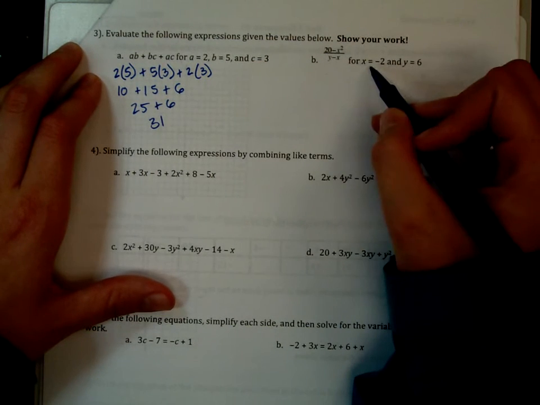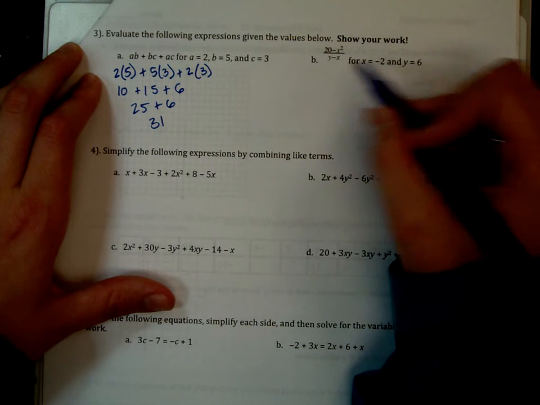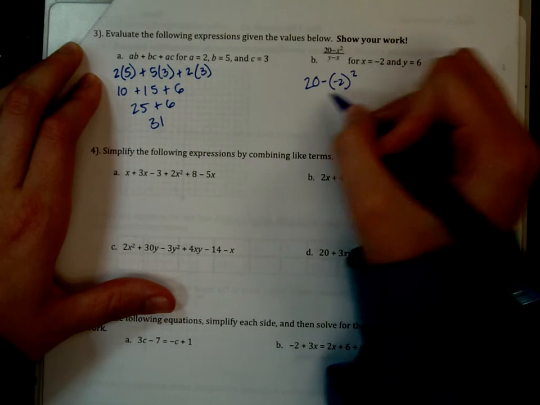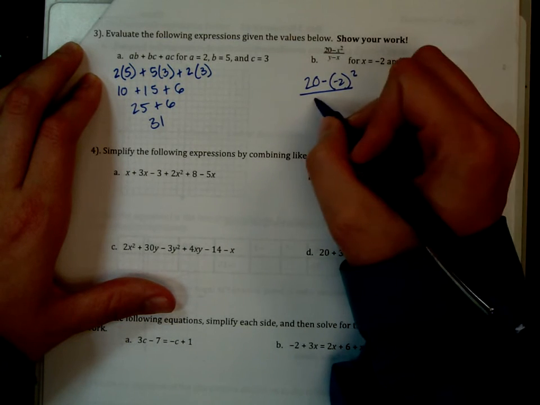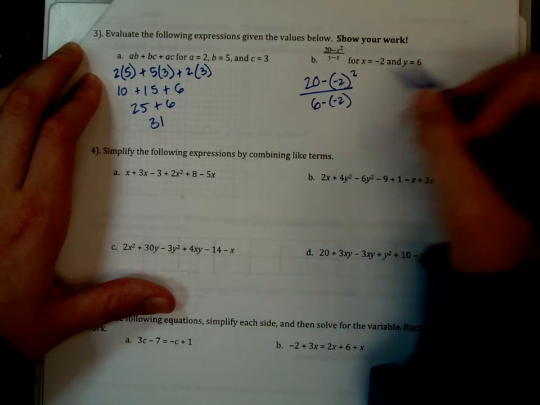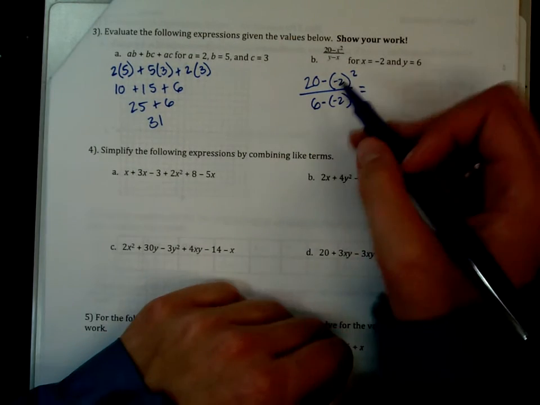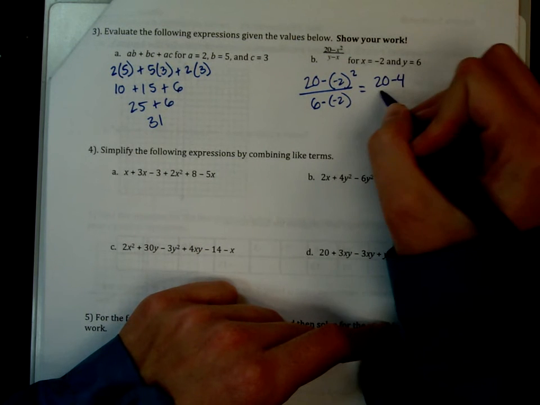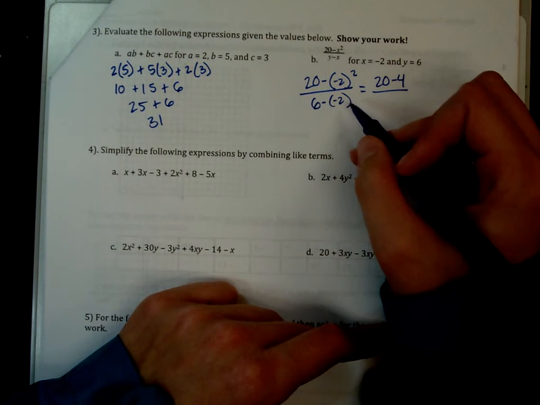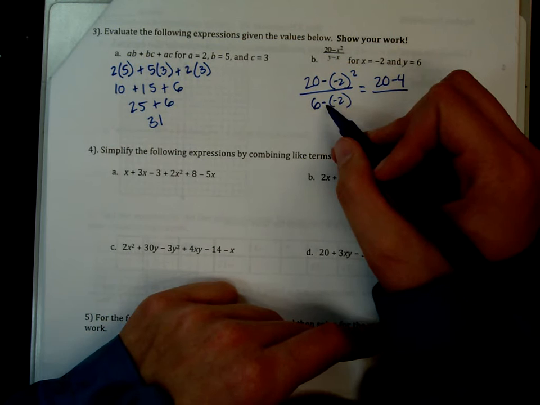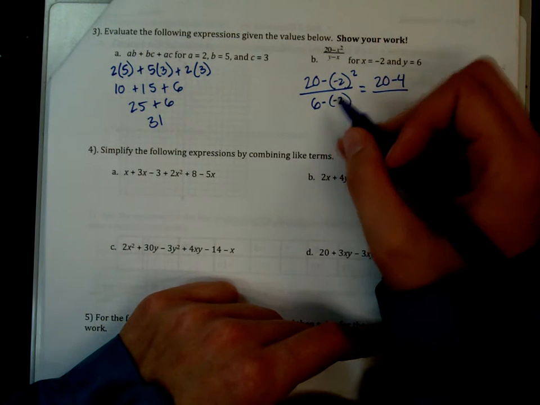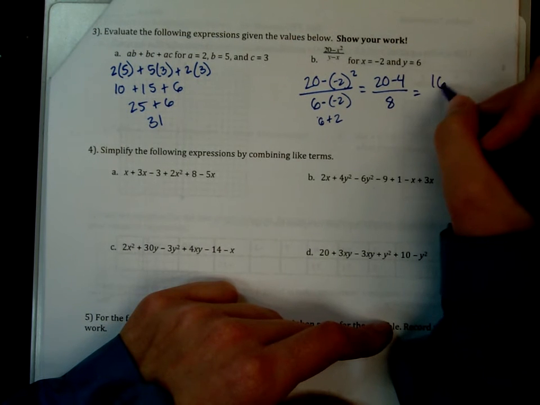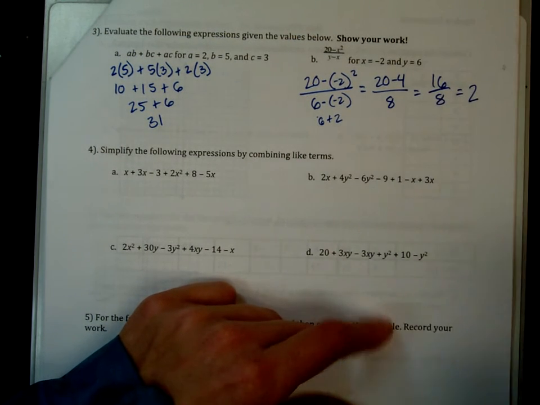Here we want to evaluate for x equals -2 and y equals 6. So we have 20 minus -2 squared over 6 minus -2. So -2 squared is 4. So we have 20 minus 4 over 6 minus -2. So subtraction is just the opposite. So we add the opposite. So that'd be 6 plus 2, which is 8. So we get 16 over 8, which is 2.